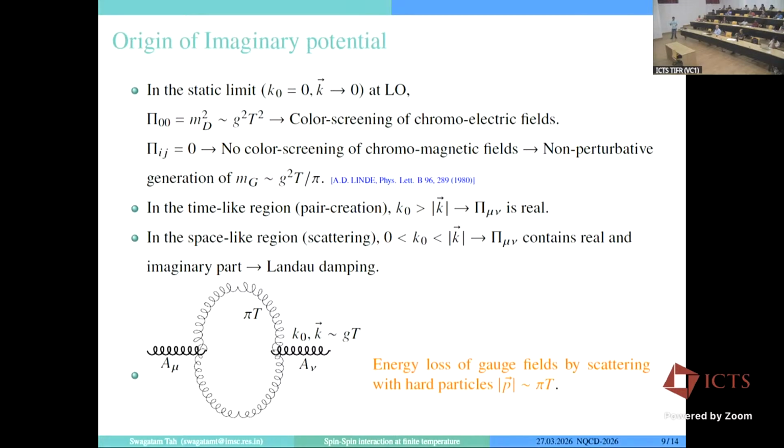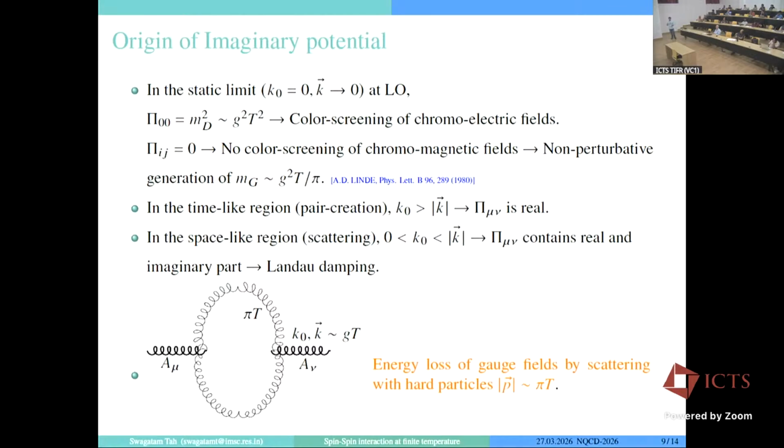But we know from non-perturbative studies and arguments that they do not remain 0; they get a mass non-perturbatively, which is of the order of g squared T, and this is also verified from lattice studies. So the color magnetic fields don't get screened, but remain confined.